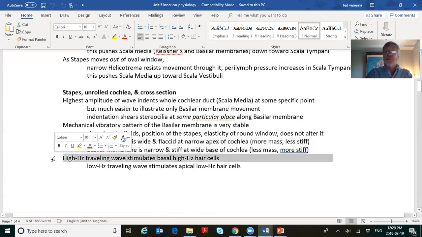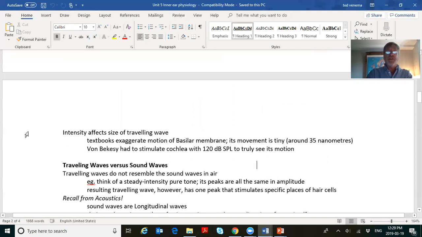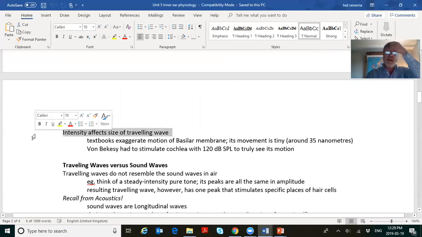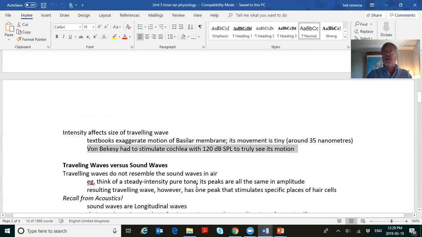High-frequency traveling wave therefore stimulates basal high-frequency hair cells. Low-frequency traveling wave is longer, and its peak is more toward the apex, stimulating apical low-frequency hair cells. Intensity affects the size of the traveling wave. Textbooks exaggerate the motion. Its movement really is very tiny. Von Bekesy had to stimulate cochleas with 120 dB SPL to actually see anything.